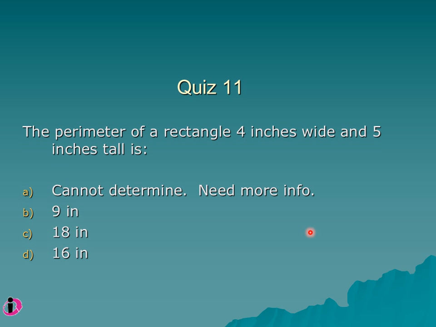Perimeter of a rectangle, 4 inches width and 5 inch tall. Remember 2 times length plus 2 times width. Now 2 times width is actually 8 here, and 2 times length is actually 10 here. So right answer is 18, right? 2 times 4 plus 2 times 5. The right answer is C.